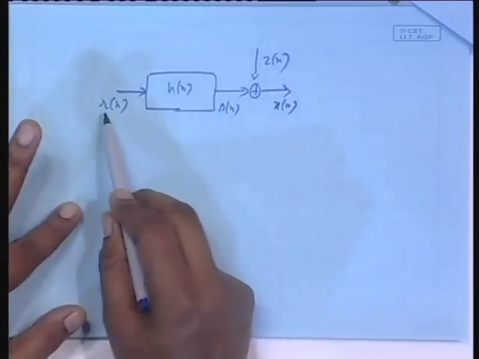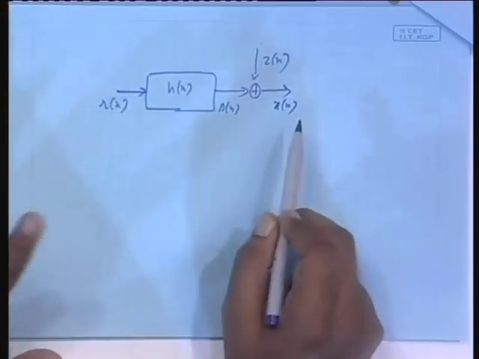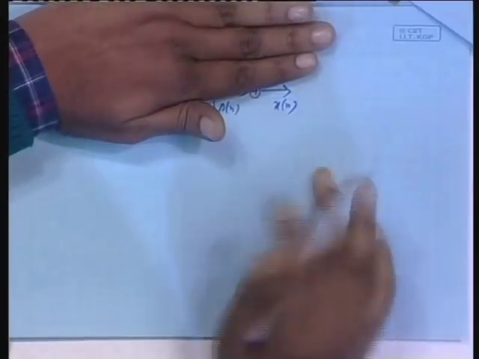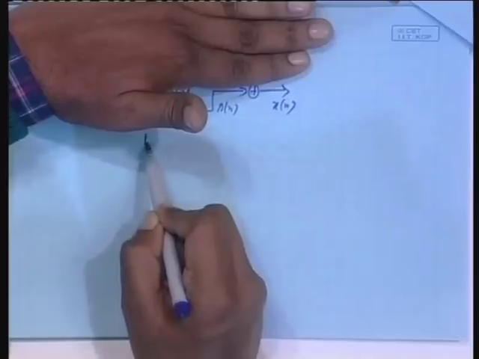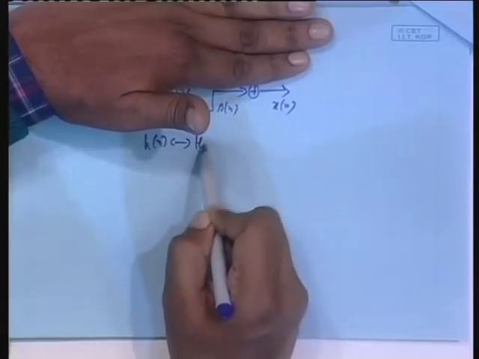The purpose is how to get back R n from X n. For the time being, assume no Z n. Then suppose H n has Z transform H(z).